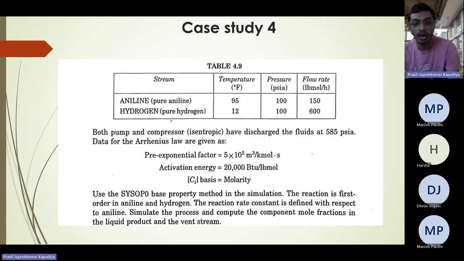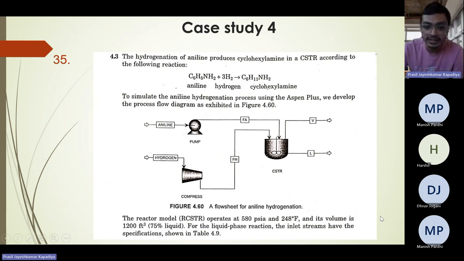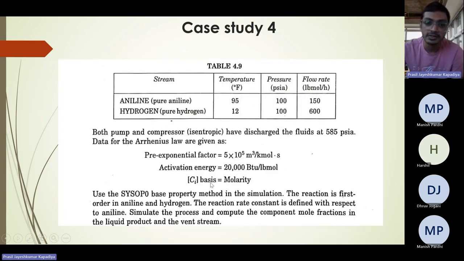Data for the Arrhenius law are given: the pre-exponential factor, the value of K naught, and the activation energy. As the reaction is liquid phase, the concentration basis will be molarity. So we have to simulate the process using the CISO property method. Additionally, the reaction is first order with respect to both aniline and hydrogen. The reaction rate constant is defined with respect to aniline. Simulate the process and compute the component mole fractions in the liquid product and vent stream.